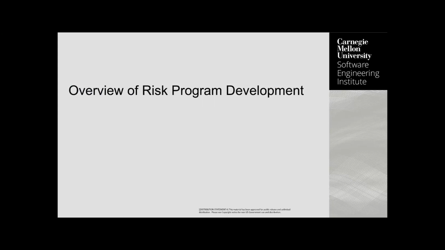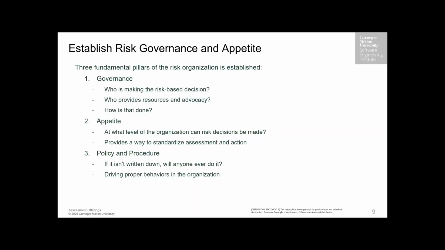Let's start with the topic today. Remember, the top three things I want to talk about are governance, appetite, and policy and procedure. So these fundamental pillars are important. And to be honest with you, I'm going to take the perspective of you having to sell this in your organization.